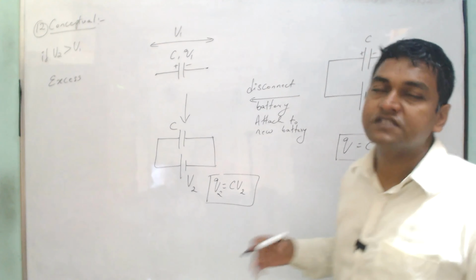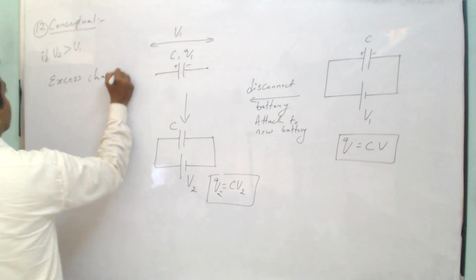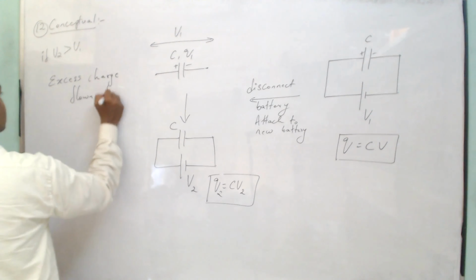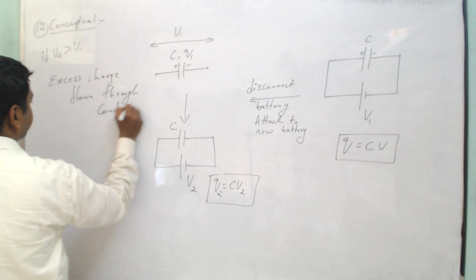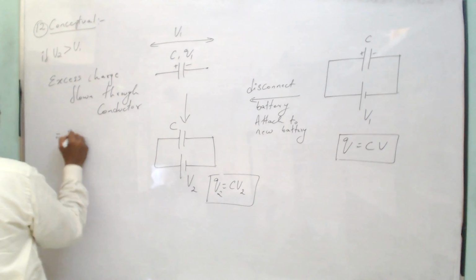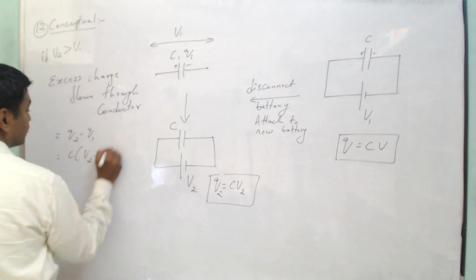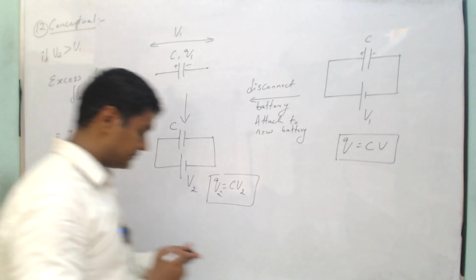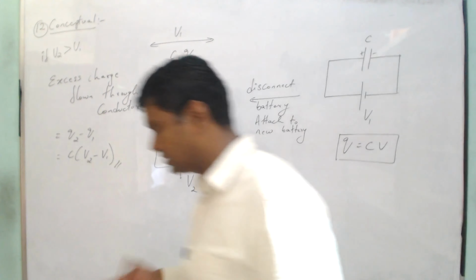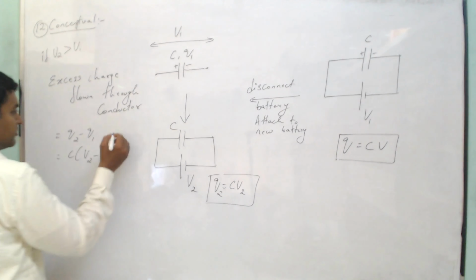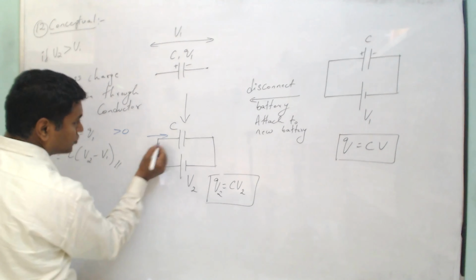So how much excess charge has flown through the conductor? The excess charge flown through the conductor is nothing but Q2 minus Q1, which is C times (V2 minus V1). Is this clear? If V2 is greater than V1, this Q2 minus Q1 will be greater than 0. You can say that the excess charge has flown through the conductor to the capacitor.